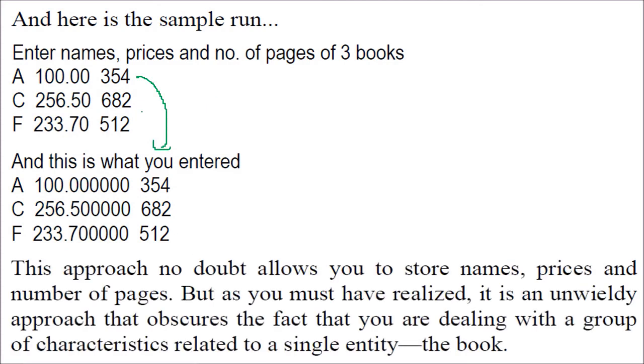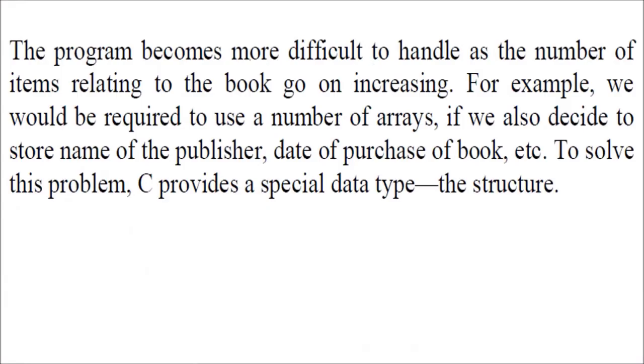But this is very good, no doubt about it. But just realize that you are not dealing with a group. You are dealing with an individual entity. A book should have its name, the pages, the author, everything, publisher. Once we deal with this B1 or book, it should give you all these contents. So this program becomes very difficult to handle as the books go on increasing. Somebody comes to you, he wants publisher, purchase of book, all this information he wants.